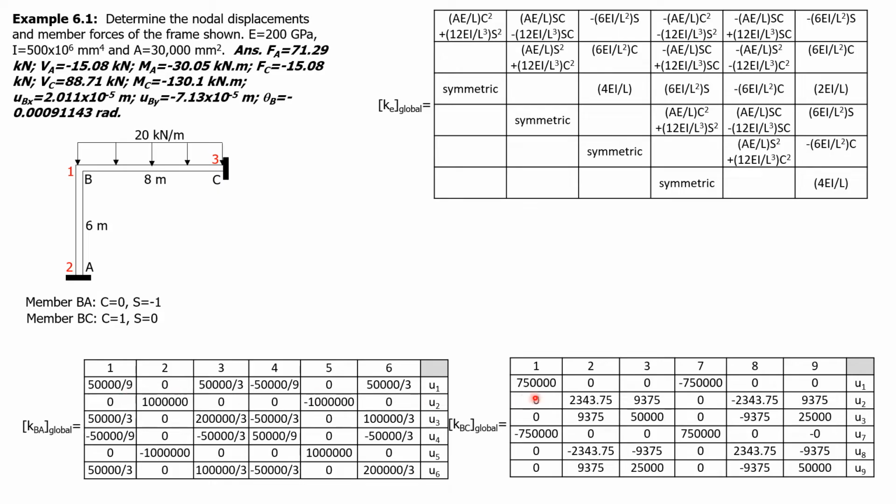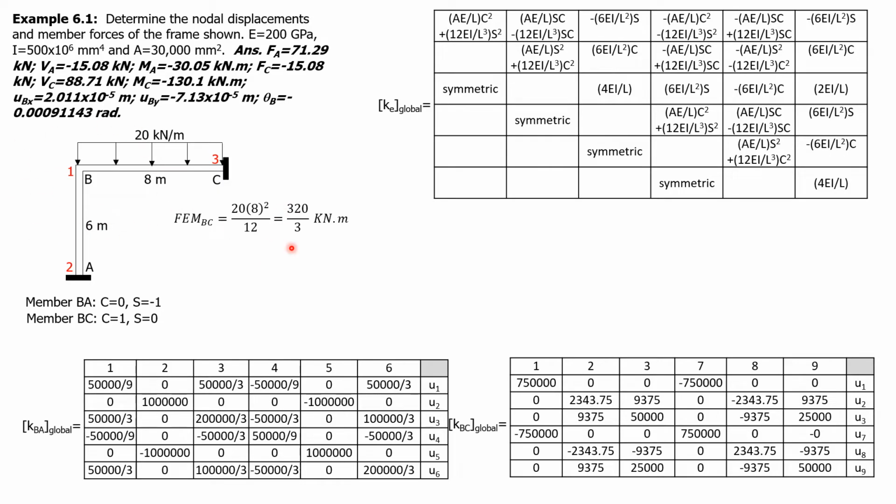50,000 over 9 plus 75,000. That's it. So fixed moment BC is WL squared over 12. That's the formula. So 320 over 3. It is counterclockwise at B for fixed forces, but the nodal forces would be clockwise. So clockwise is, remember, negative.